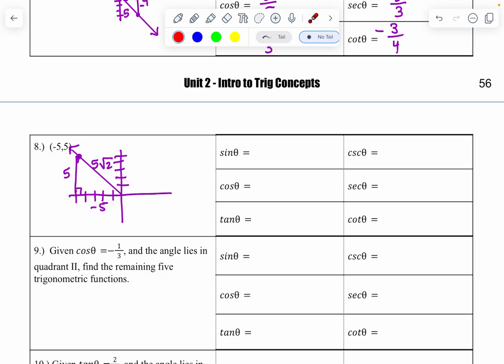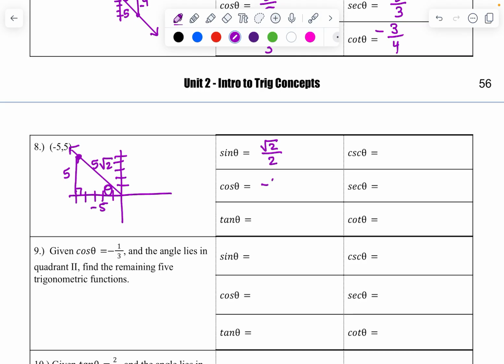So the sine, so here's theta. There's your reference angle. And so sine is always opposite over hypotenuse. And so we know it's going to be square root of 2/2 when it's rationalized. The cosine is going to be negative square root of 2/2 because we're in quadrant 2 and this value is negative. The tangent is going to be -1. So 5 divided by -5, -1.